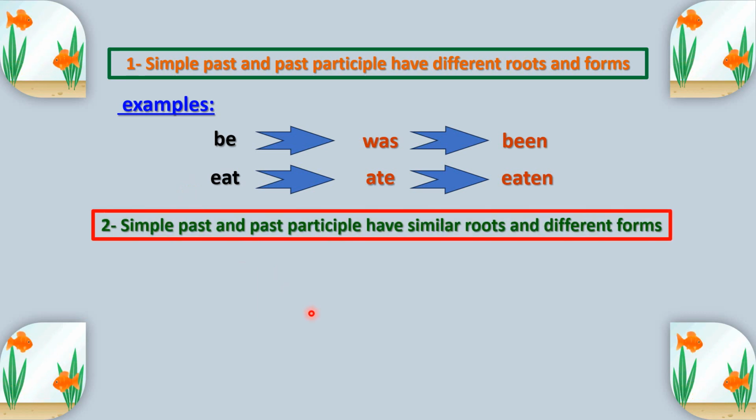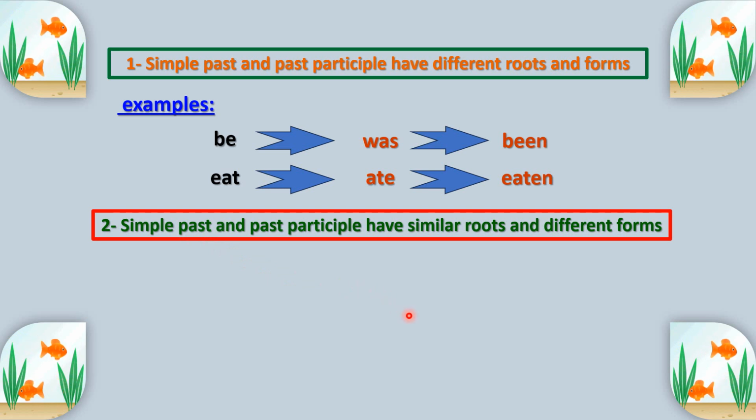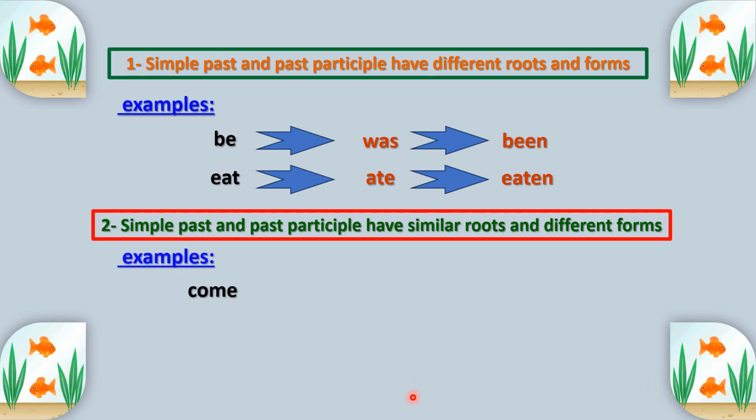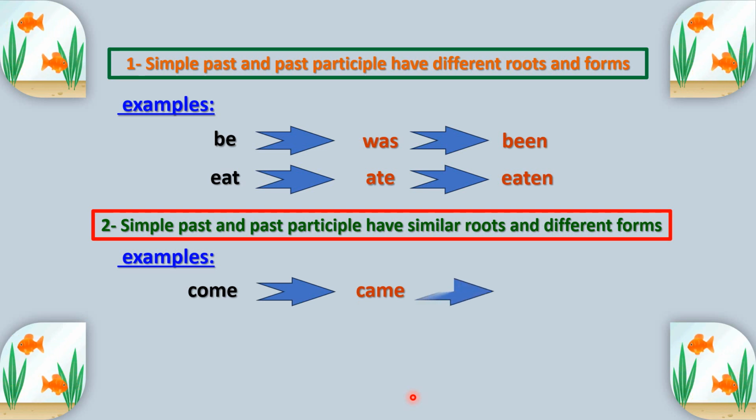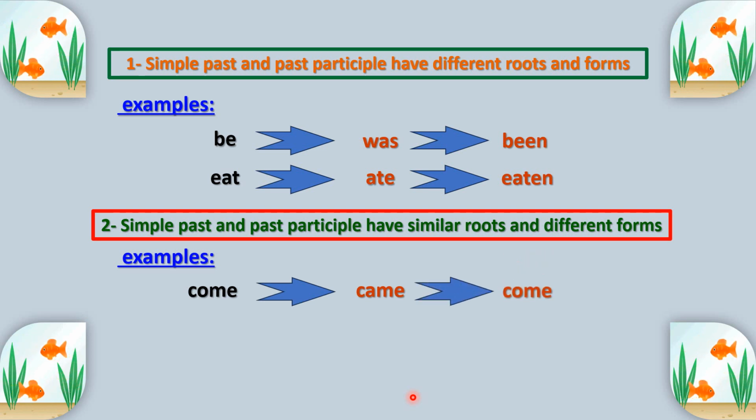Now the second type. Simple past and past participle have similar roots and different forms. Let's have examples. Yeah, the verb to come. What is the simple past of the verb to come? Came. Yeah, and the past participle is come. Yeah, look at here.